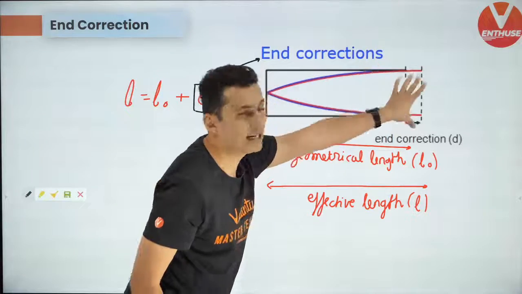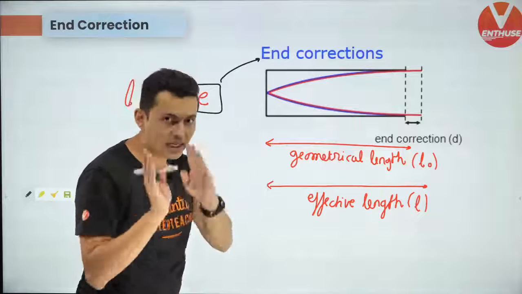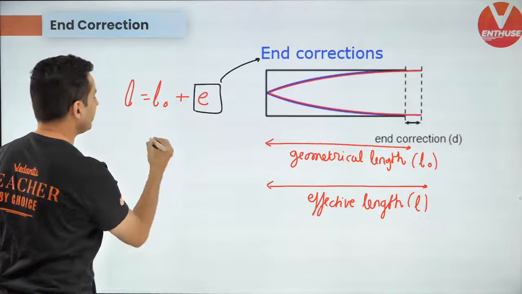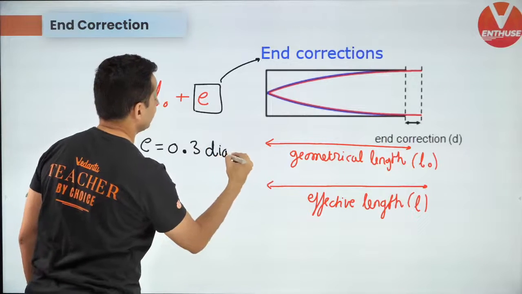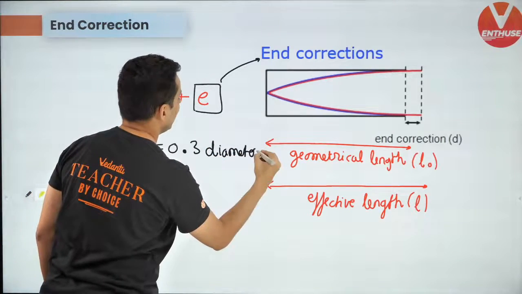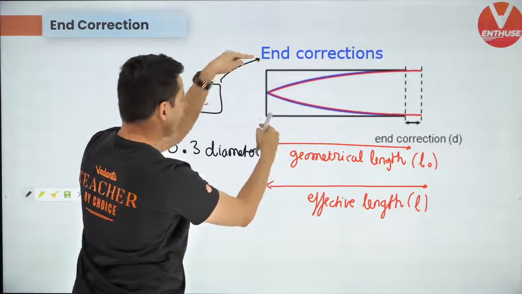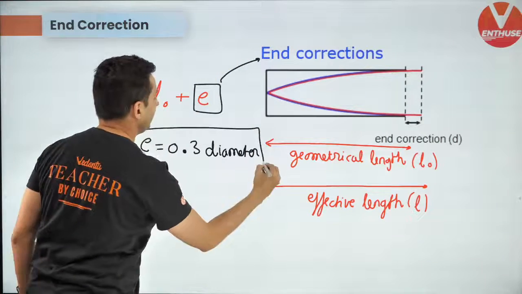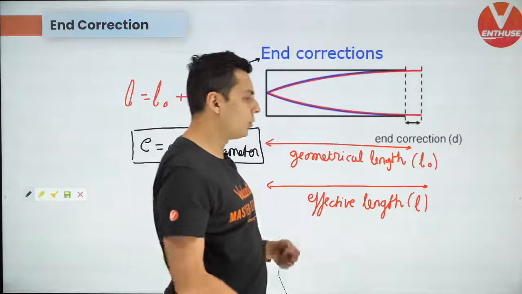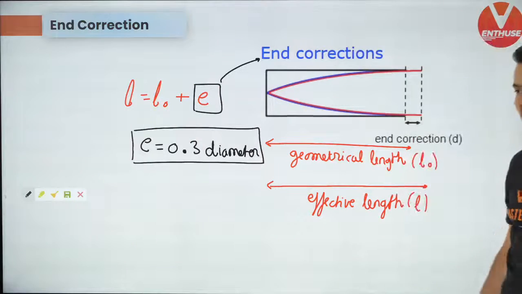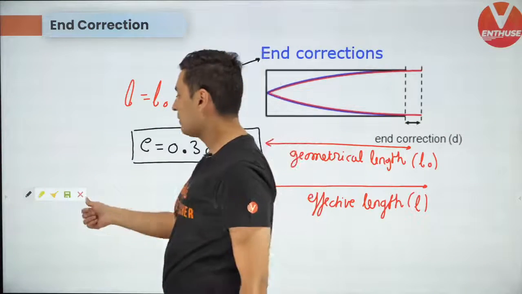The antinode is slightly outside, that's what is practically found, and this value of E is always 0.3 times the diameter. Keep this in mind. The diameter of this pipe, 0.3 times of that, that is the value. I hope all of you have noted this. Now there are some problems based on this. Let's start doing the problems.